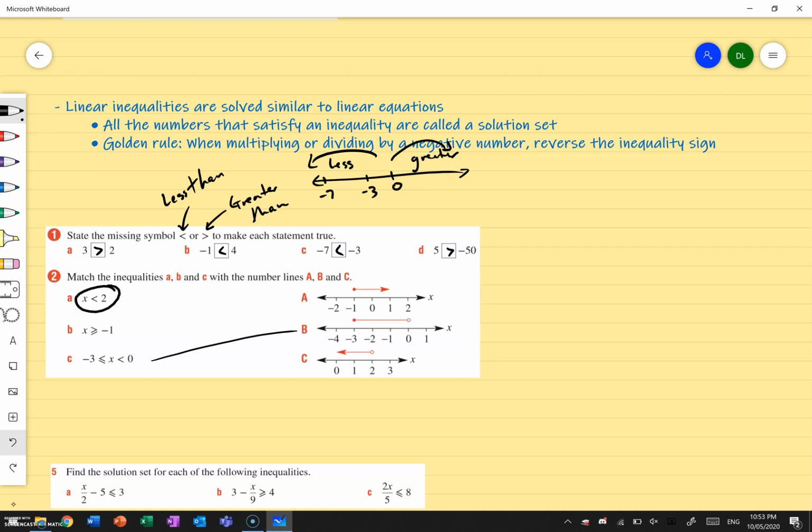For this one over here, x has to be less than 2. So which one of these graphs shows less than 2? This one here is actually showing x is more than -1, so that's wrong. And it has to be C, because here, open circle, and it's less than 2. Perfect. And that one makes this one correct.